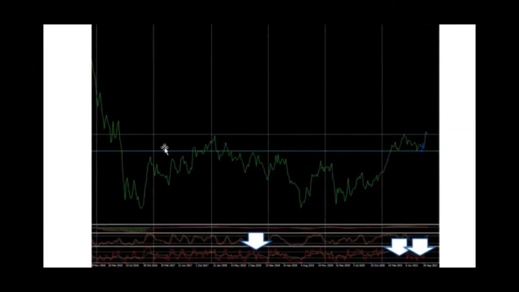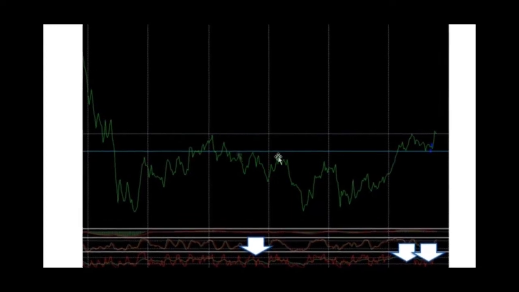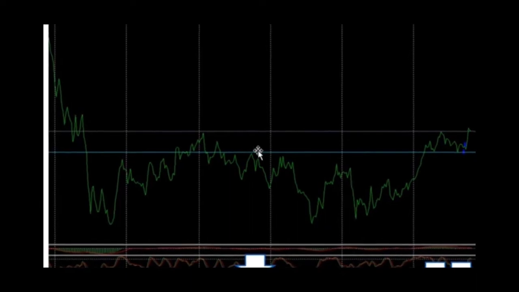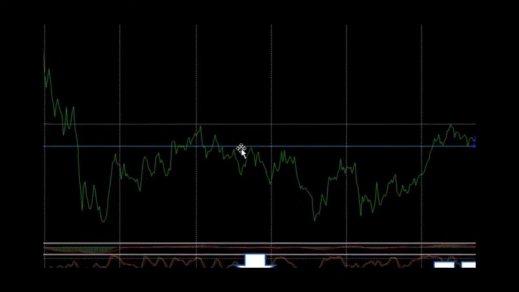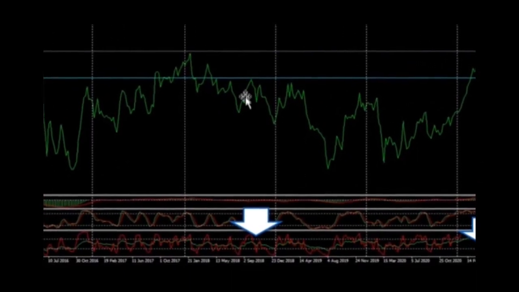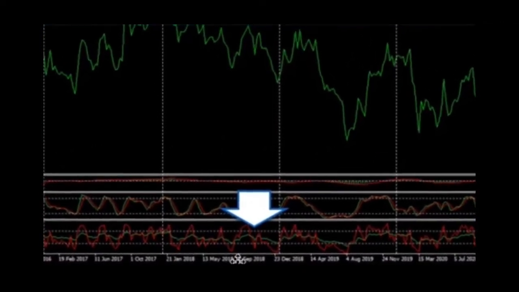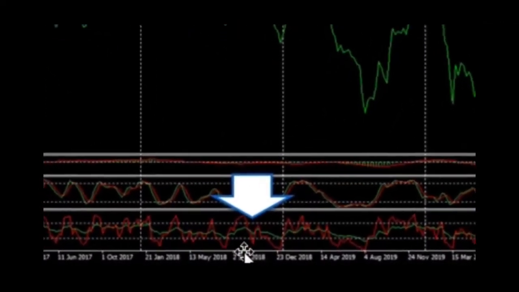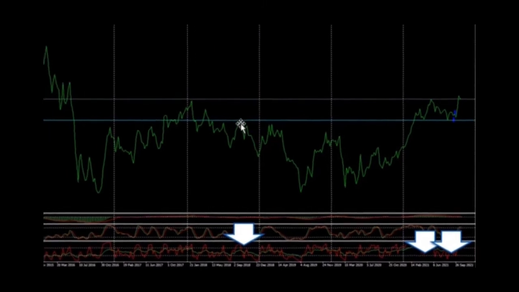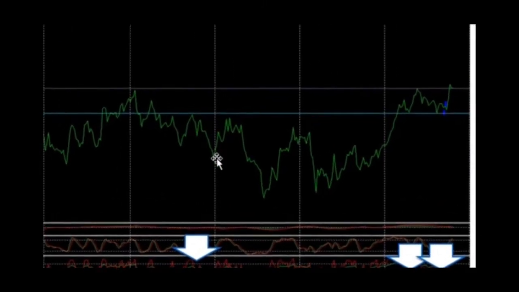You can see that I drew a blue line, okay? The reason why it's there is because this is the GBP JPY weekly chart. Here you can see that September 2nd, 2018, they came to that area and went down from there, okay?